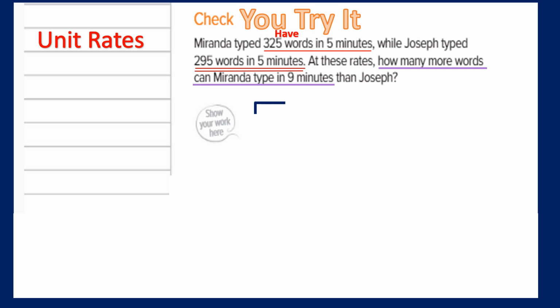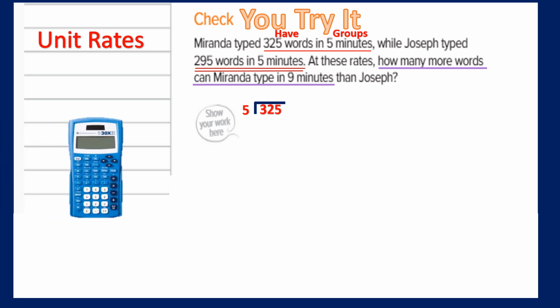All right, so now I got to start with what I have. When it comes to Miranda, I have 325 words. I'm putting it in equal groups of 5, so I have to divide by 5 to find my unit rate. Will 5 go into 3? No. Will 5 go into 32? Yes. It goes in 6 times with stuff left over. I ignore the stuff. 6 times 5 is 30. Have 2 left over. Bring down my 5. 5 goes into 25 5 times because 5 times 5 is 25. So you should have found that Miranda can type 65 words per minute.